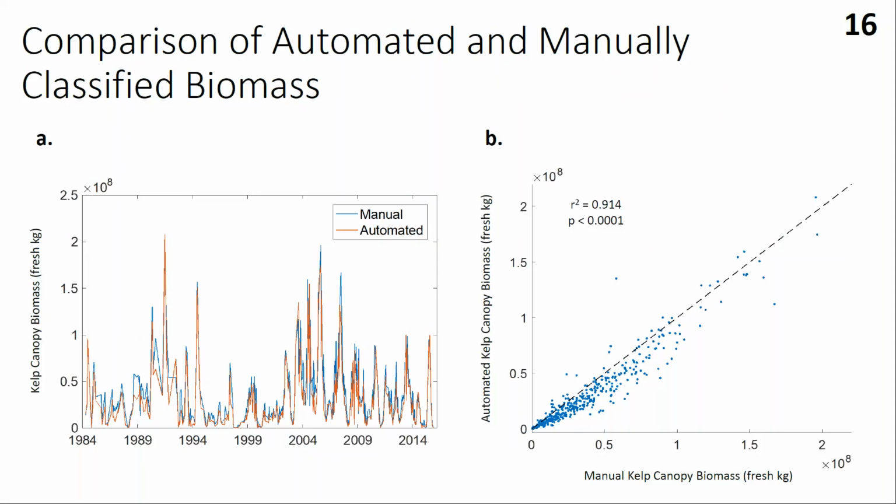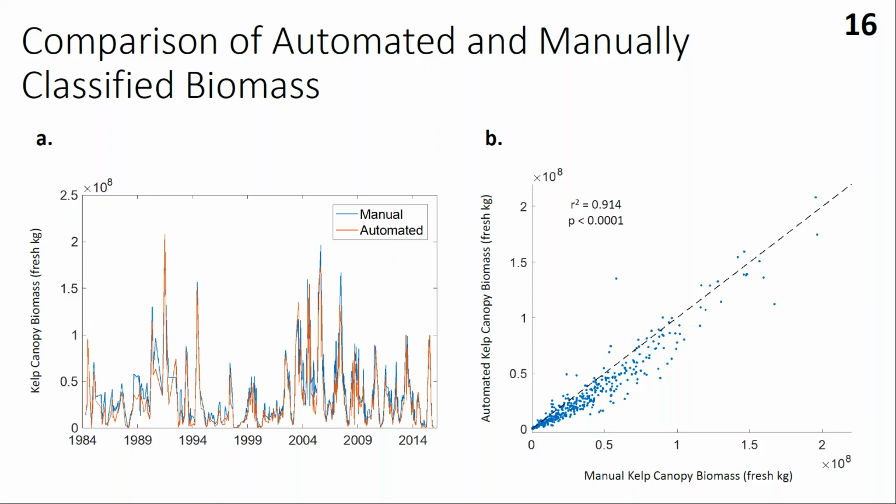And here we're comparing the time series of kelp biomass in the Santa Barbara Channel from our manual classification in blue and our automated process in red in figure A. We can see they match up fairly well. In figure B, it's a scatter plot between those 2 time series. And there's a slight underestimation by our automated protocol versus our manual.